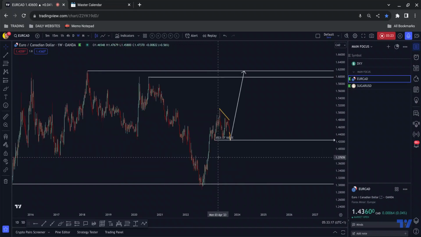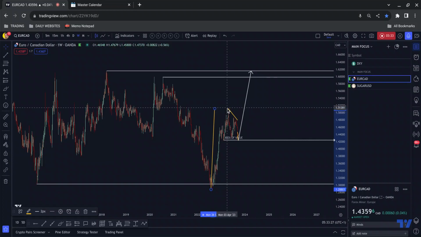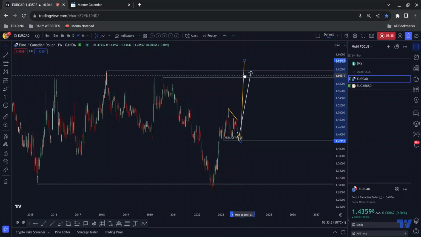Okay. So anyway, I've digressed a little bit, but if we just measure this, so we were talking about impulses and corrections. If we just measure this impulse and where it stopped there, where the top of that correction is, we know that the continuation. So when we have an impulse, correction, continuation, the continuation out of the correction tends to be of a similar length to the preceding impulse.